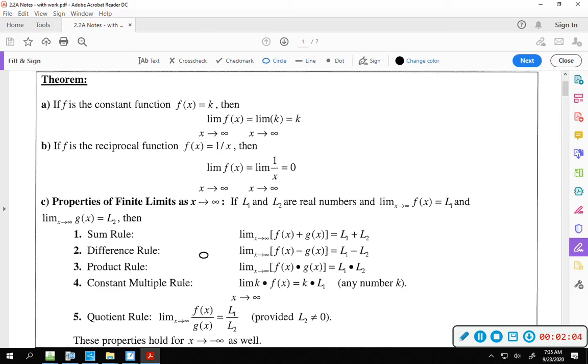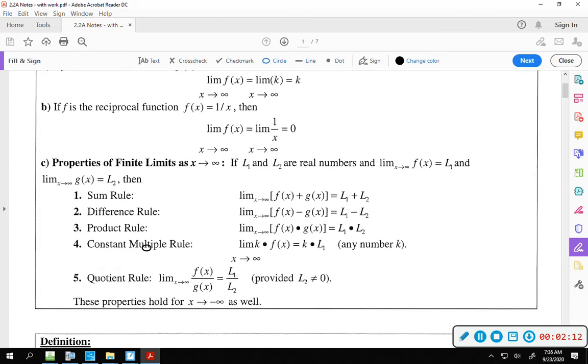Properties of finite limits as x approaches infinity. If L sub 1 and L sub 2 are real numbers and the limit as x approaches infinity equals these values, all this is saying is this sum and difference rule here. They work the same as they did in the last section. If you're taking the limit as x approaches infinity of two functions added together, you can find their separate limits and add them together. If you're subtracting, find the separate limits and subtract.